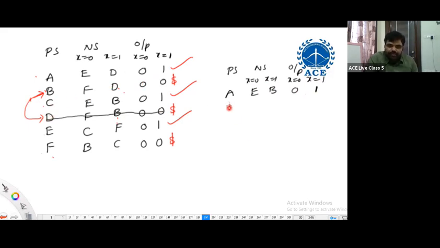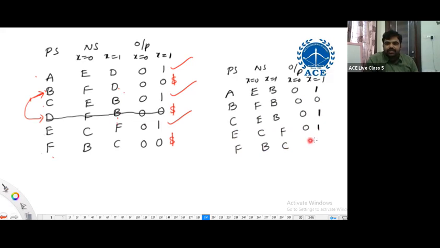Now B, F, again here D is there, in place of D it is B. Then it is 0, 0. And what about here C? What is it here? E, B, and 0, 1, 0, 1. And D is not there. Now it is E. For E, C, F, what is it here? 0, 1. And again F, B, C, F, B, C.